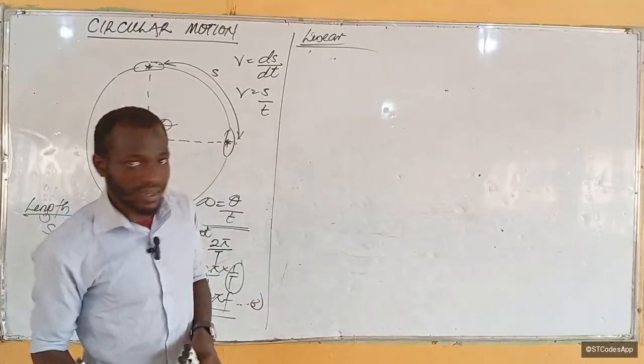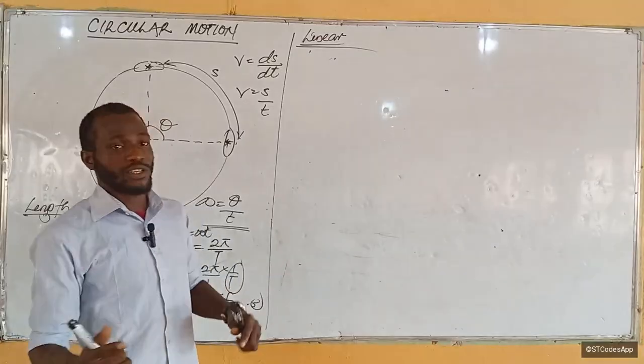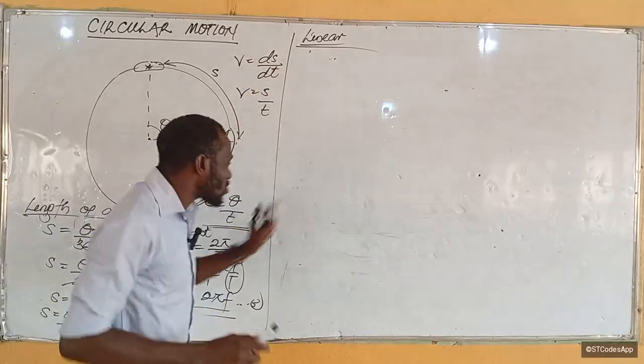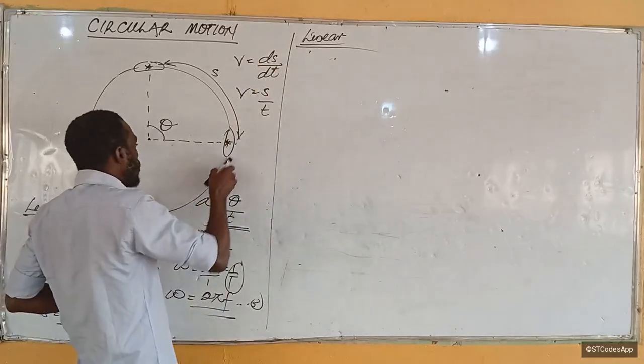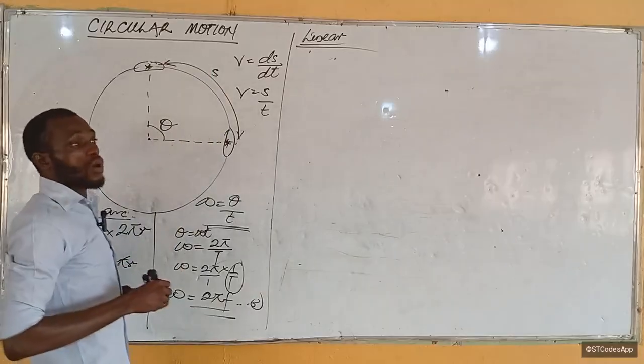You know that speed and velocity are not the same. Speed is without direction. Velocity has direction. So the linear speed of this body is constant, okay? Everywhere the value is not changing. It is going 2 meters per second. It's going 2 meters per second. But what will change is this.